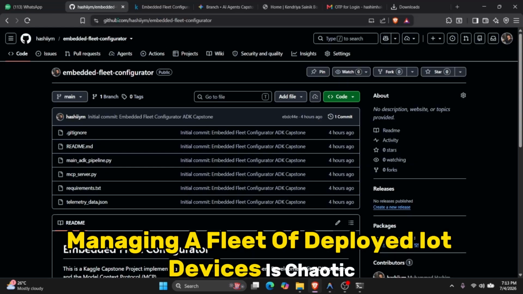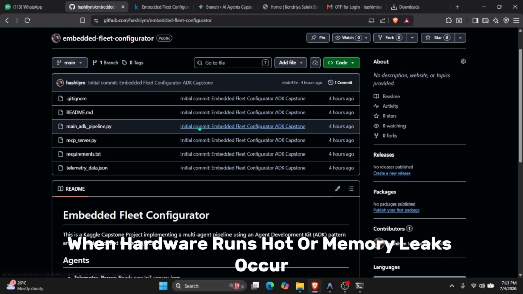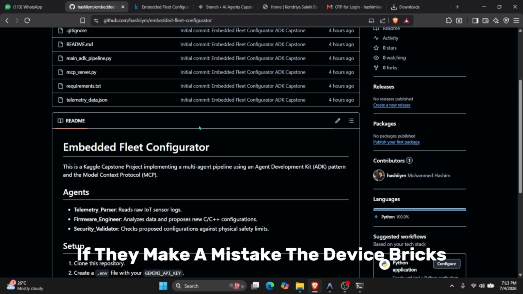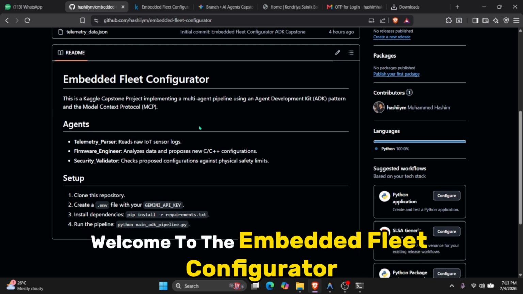Managing a fleet of deployed IoT devices is chaotic. When hardware runs hot or memory leaks occur, engineers have to manually parse logs and push firmware updates. If they make a mistake, the device bricks. Welcome to the Embedded Fleet Configurator.